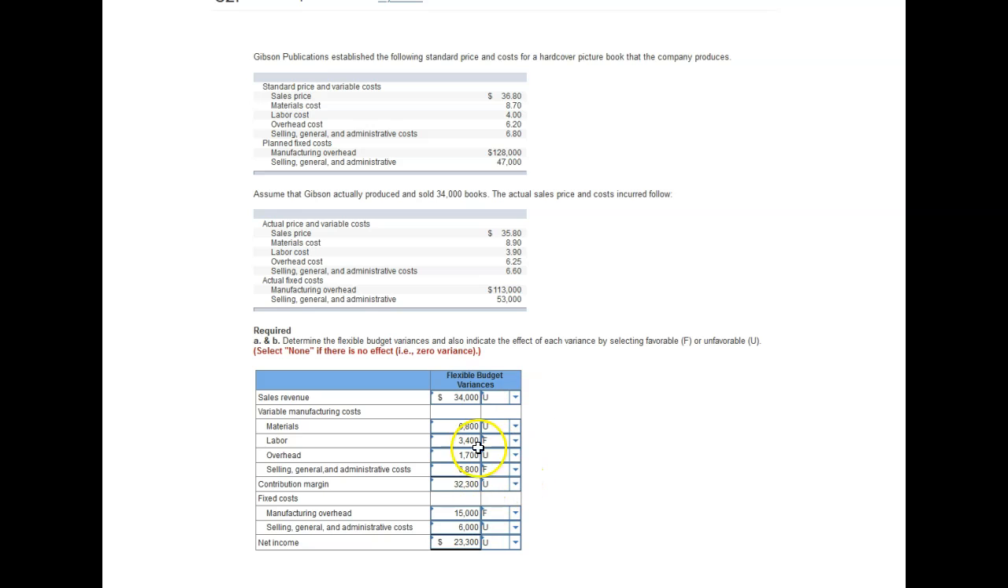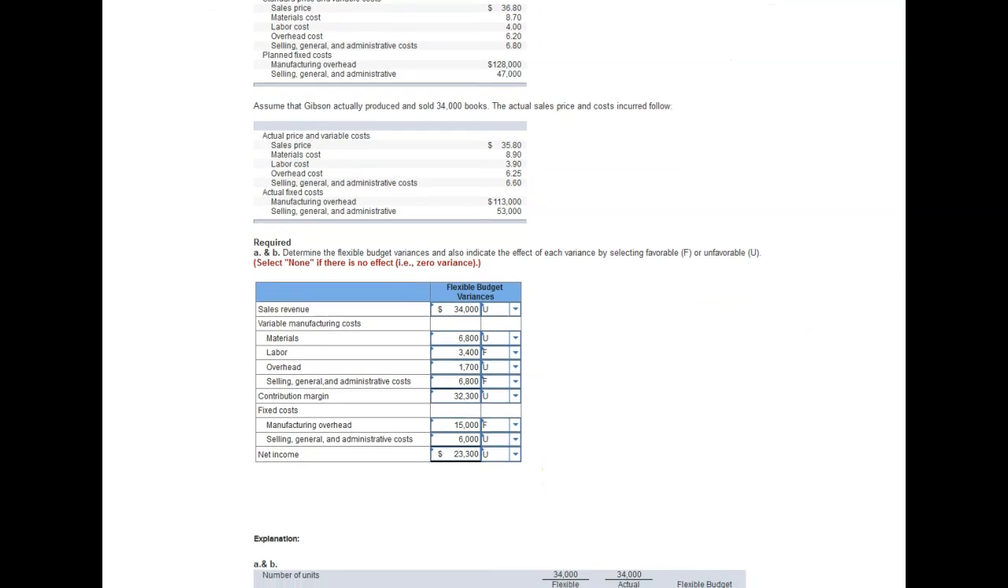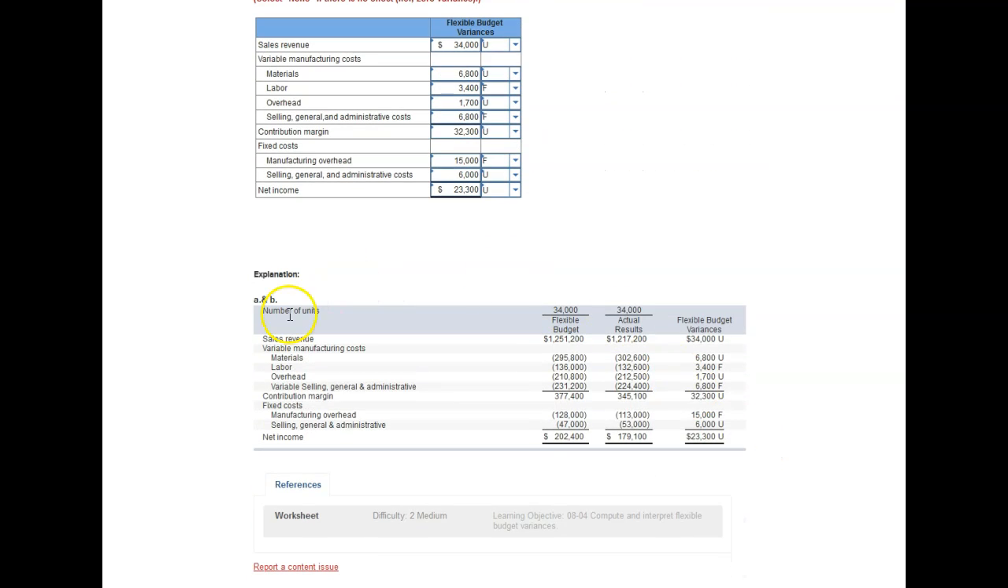Here's the answer. Now, where these numbers come from, of course. What you need to have done on a separate piece of paper is compute a flexible budget column, show the actual results, subtract, and find the variances. And then label those variances as either unfavorable or favorable.